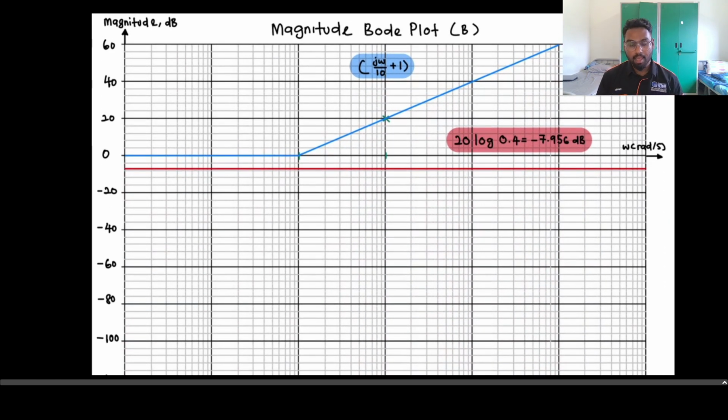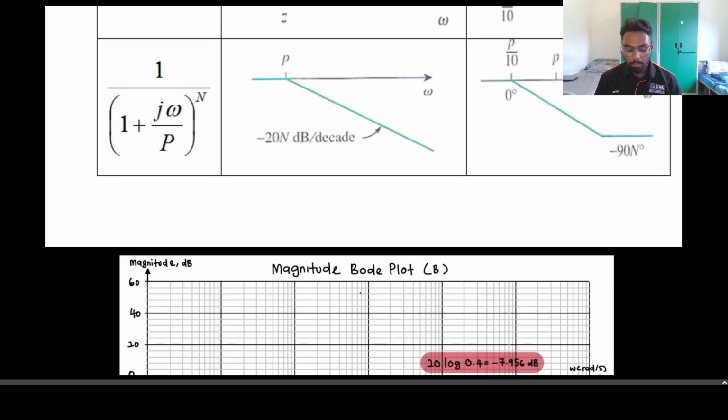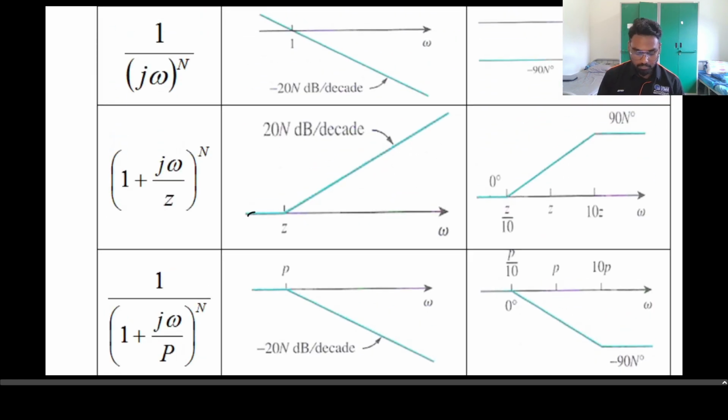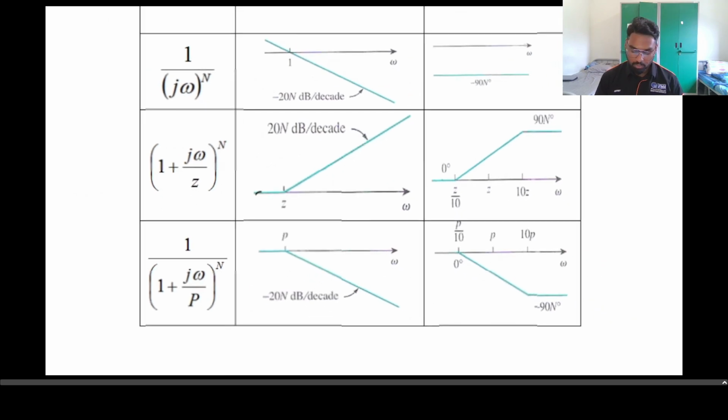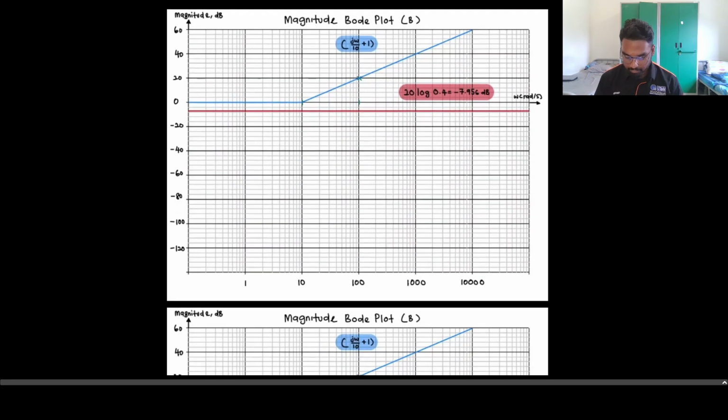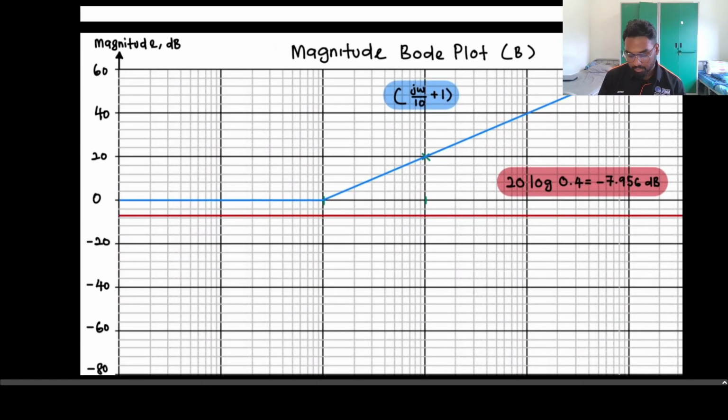Moving on to the next element, we have a simple zero, which is jw over 10 plus 1. We have to compare that to the table, and we can get the value of z. As we can see, it is a straight line until it has a change of increment. So let's go ahead. We have the value of 10, so it should be a straight line from 0 until it reaches 10.